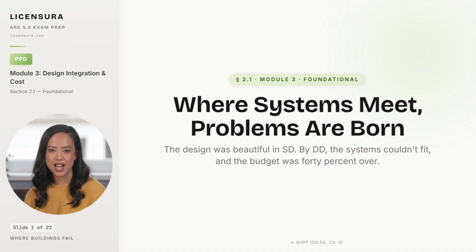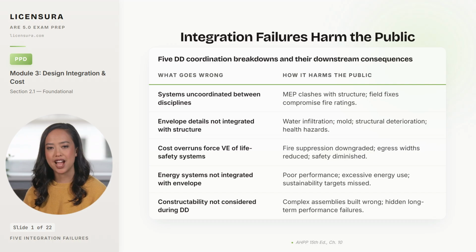Let me show you the 5 integration failures that map directly to real public harm patterns NCARB expects you to recognize. 5 integration failures, each one a direct line from a coordination breakdown in design development to public harm in service. Systems uncoordinated between disciplines lead to MEP clashes with structure, and the field fixes that follow compromise fire ratings and the structural integrity that took an engineer months to size.